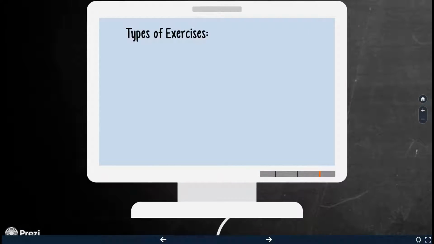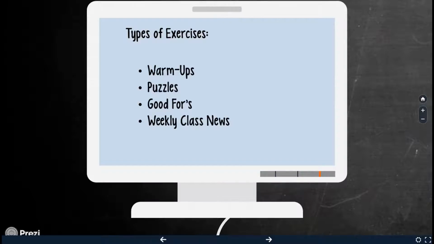There are different types of exercises that students are required to complete a minimum of 2 hours ahead of class time. That gives teachers about 2 hours to look at feedback and data results in order to modify the lesson for that day. These four are warm-ups, puzzles, good fours, which are student essay responses, and weekly class news. These are all provided on a teacher-created online classroom.